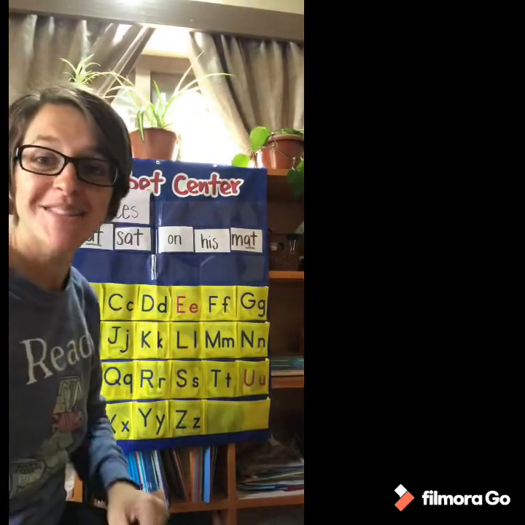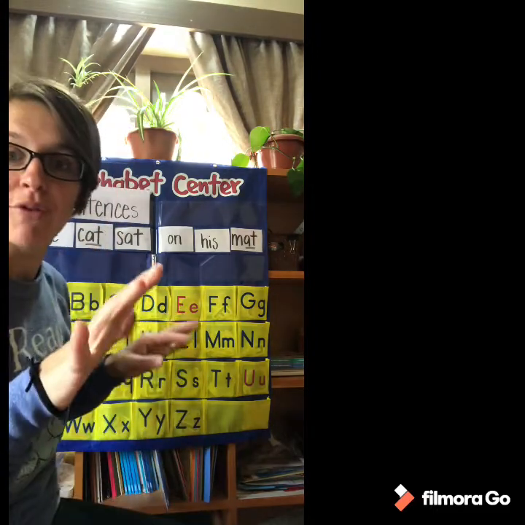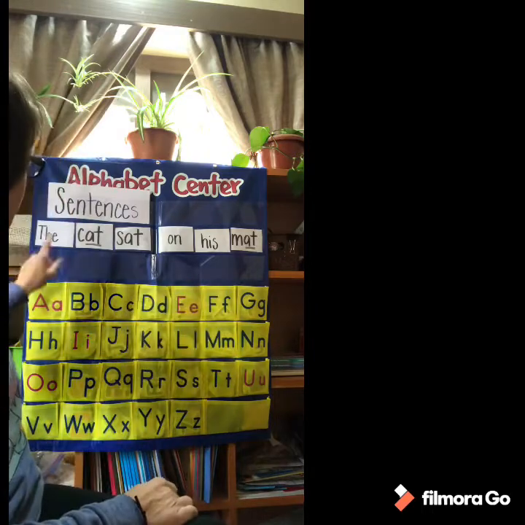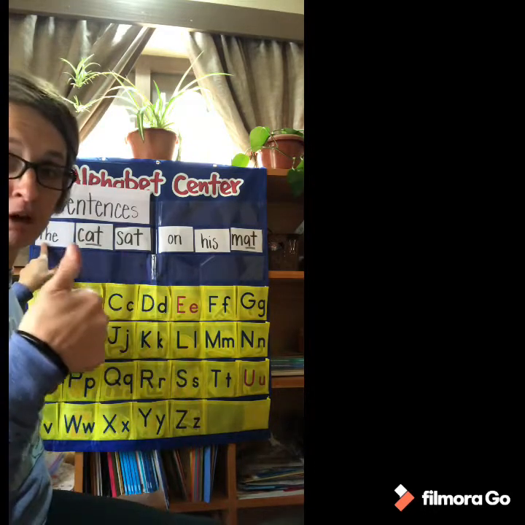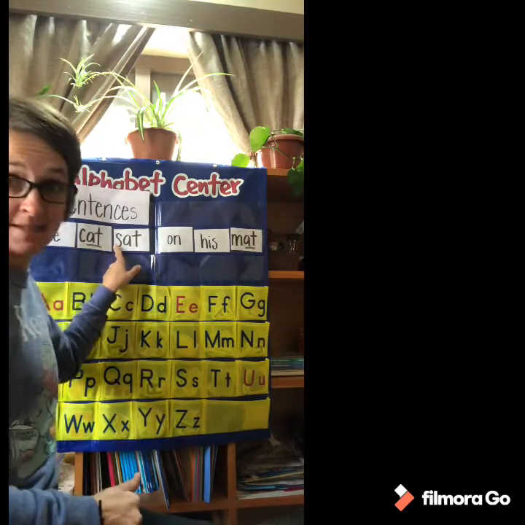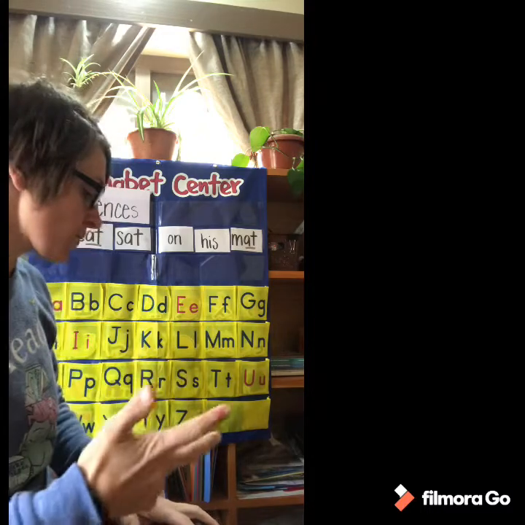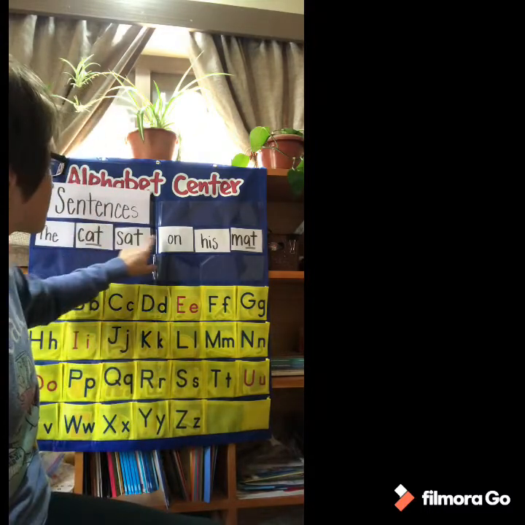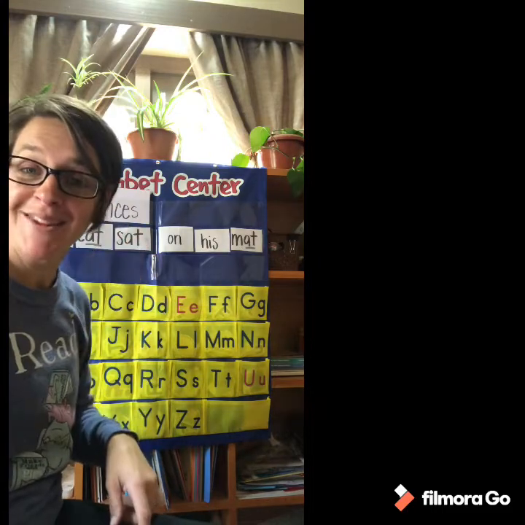All right, does that make sense? Is that a good sentence? Yes, it begins with a capital letter. Let's go over the 4 rules. The first rule, it begins with a capital letter. Good. It makes sense. The cat sat on his mat. It makes sense. The third rule, there's a finger space between each word. And then the 4th rule is that there's an end mark.